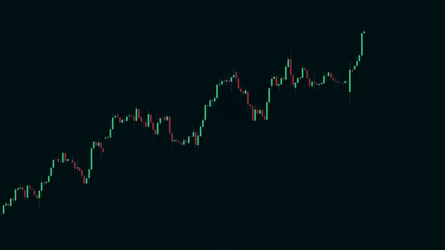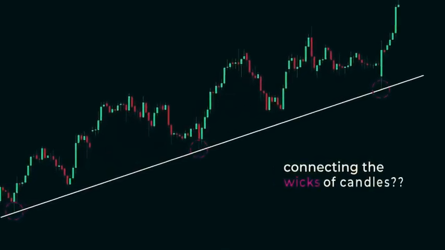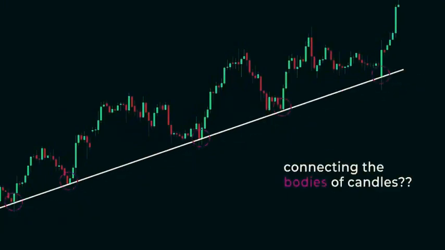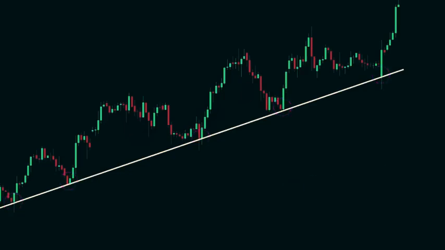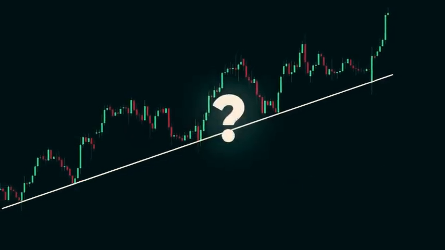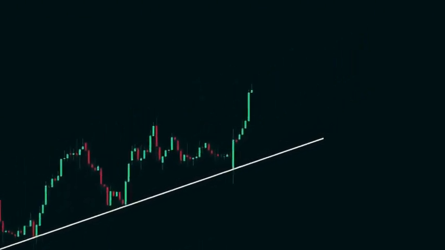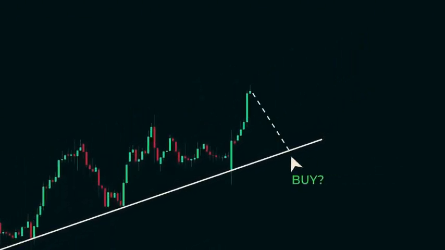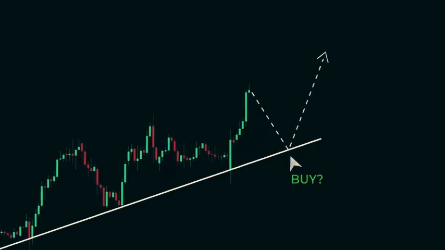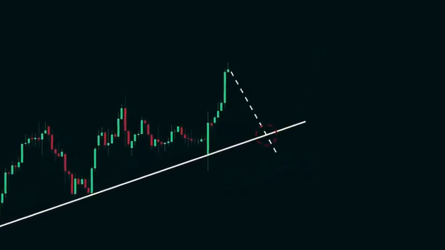Some traders might prefer to draw the trend line connecting the wicks of the candles, while others might prefer to draw it connecting the bodies of the candles. So, which one is correct? Now, even if we've figured out how to draw them, the next big question is, how do we actually trade them? Should we wait for the price to touch the trend line and enter buy, anticipating a bounce? Or should we wait for the price to break the trend line, anticipating a trend reversal to short it?